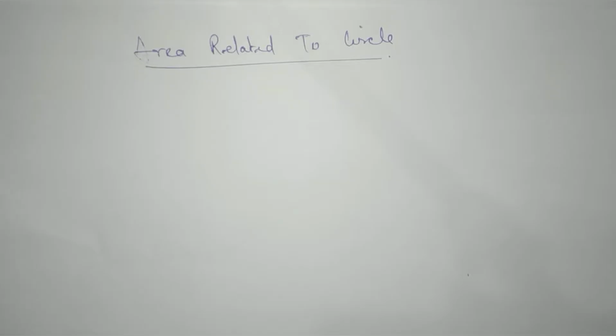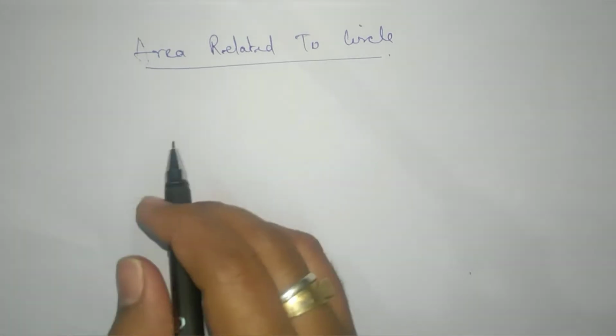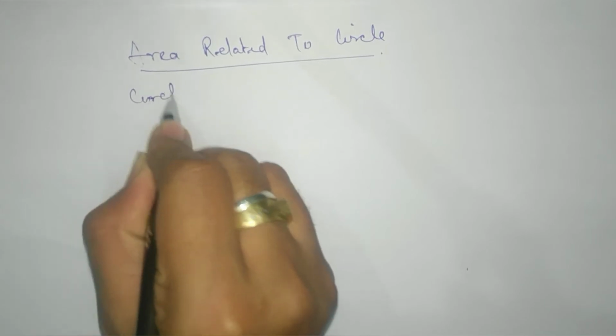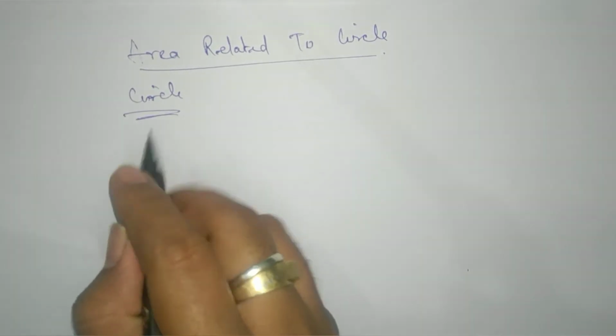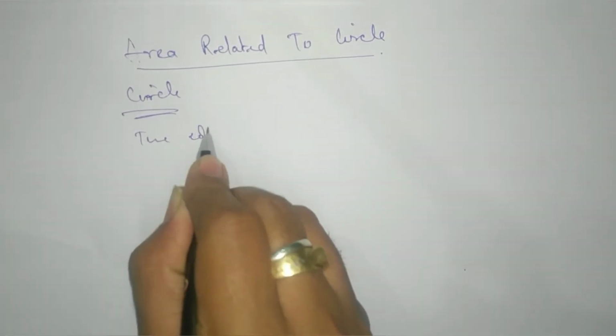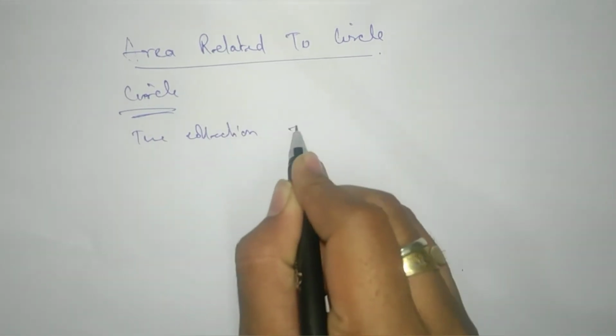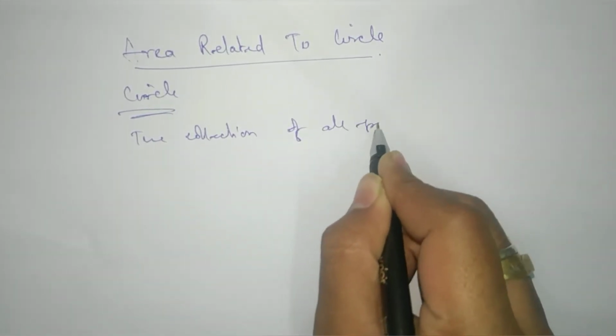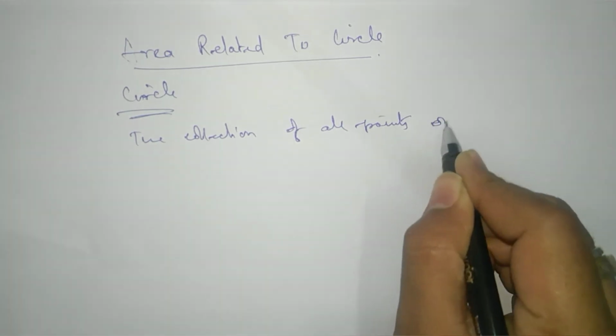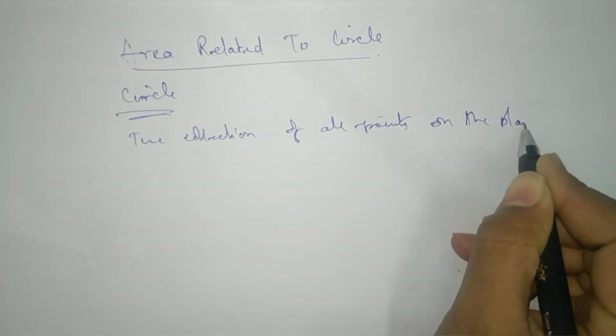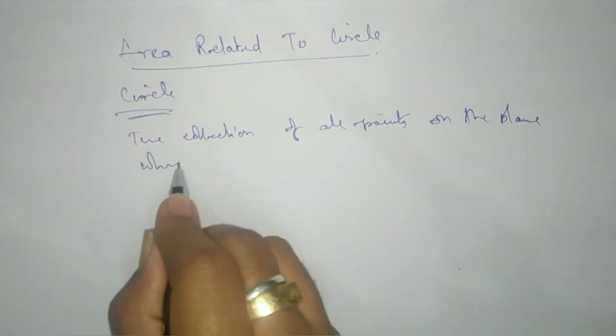Namaste students. Today we are going to start a new chapter, that is area related to circles. Let's try to understand the meaning of circle first. Circle means what? The collection of all points on the plane which are at a fixed distance from a fixed point.